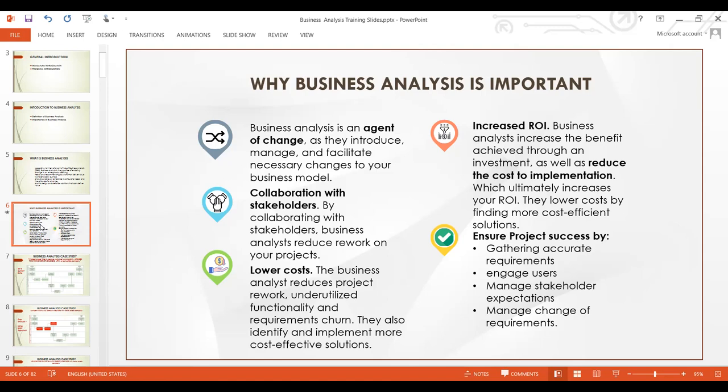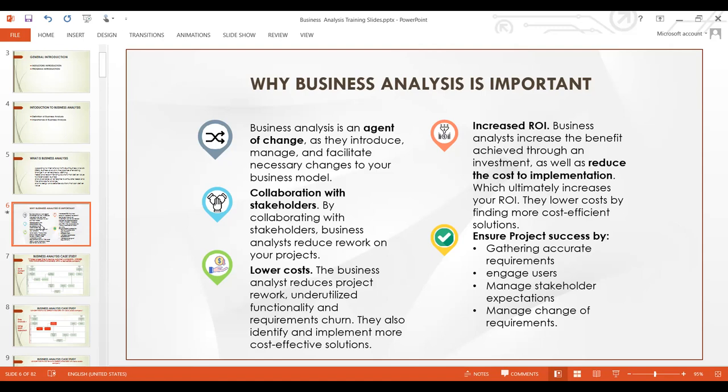You must know how to collaborate with stakeholders to determine requirements for any project. That's why whenever you are starting a project, the first thing you need to do as a business analyst is facilitate requirement gathering. Requirement gathering means collaborating with your stakeholders to understand the stakeholders' needs, the business need, to understand the problem statement, and then to understand the kind of solution.